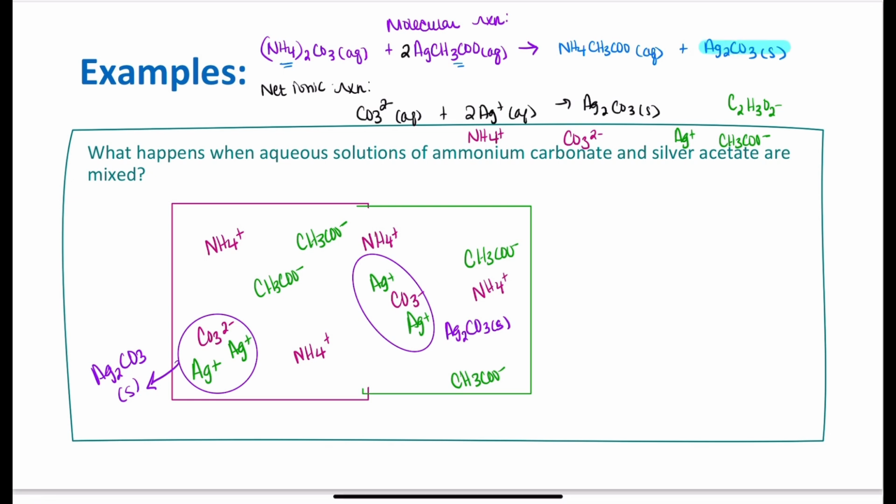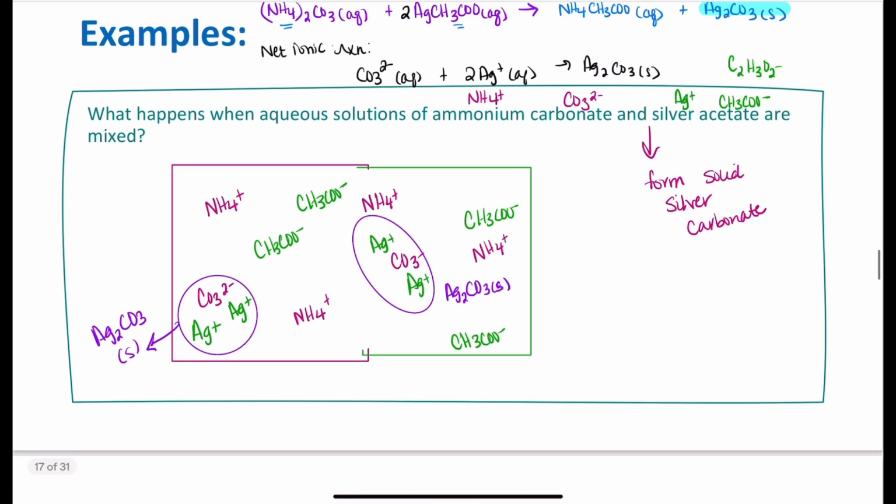So the driving force of this reaction is the formation of ammonium carbonate. But what's going to happen? I'm going to form silver carbonate. I think I keep saying ammonium. I mean silver. I'm forming silver carbonate. That is the driving force of the reaction, and that's what's going to happen. I'm going to form solid silver carbonate.